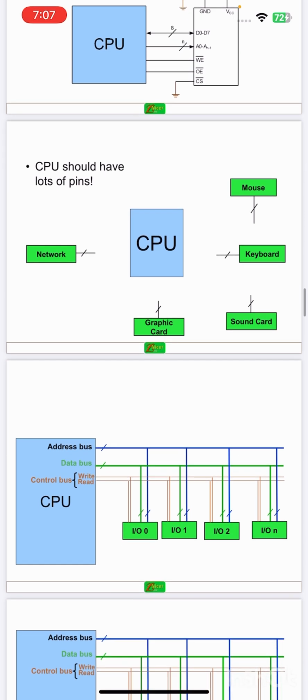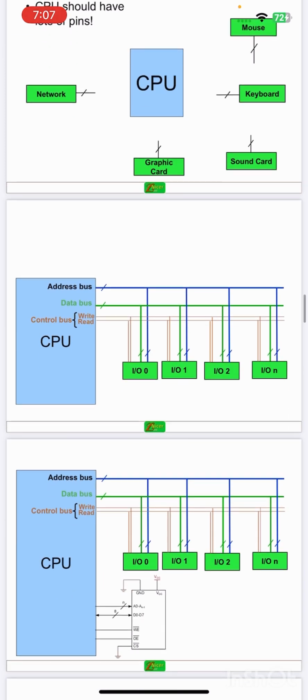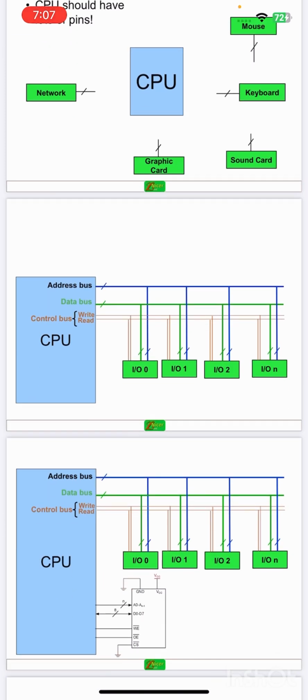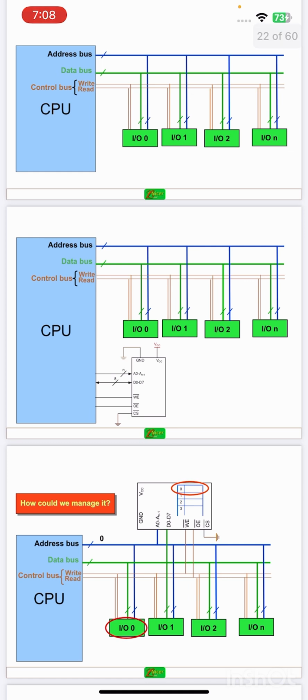Now I'm going to explain how the CPU works. This is a block diagram in which we have the address bus, data bus, and control bus, which read and write, and the CPU with input output 0, input output 1, input output 2, up to input output n. These are the ports through which we connect input and output devices. And this is the CPU with the address bus, data bus, and control bus.